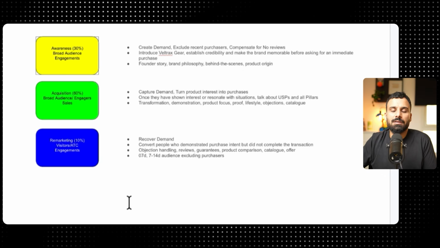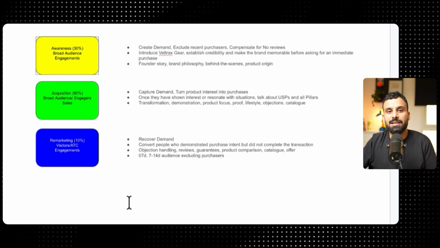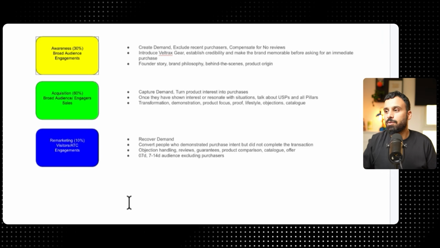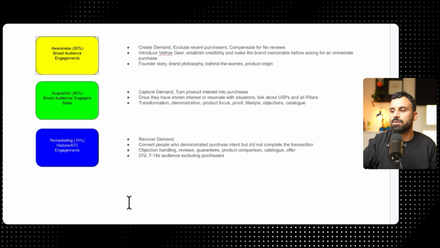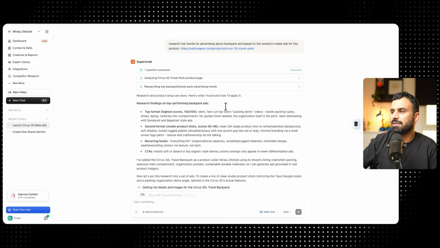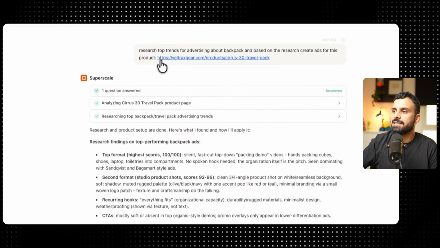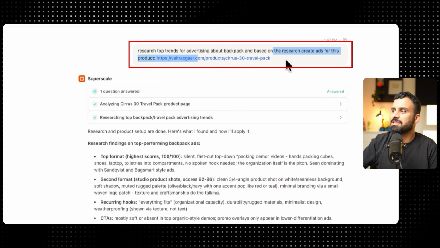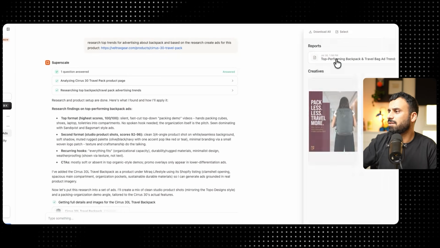Depending on how much scope you have, you create these, maybe 2 in each pillar, 3 in each pillar, 1 in each pillar, or 1 video and 1 static in each pillar, depending on what resources you have. But you can use some AI tools nowadays as well. For example, Superscale is one of the tools. I said, research the top trends in advertising backpacks. Based on the research, create ads for this product. That's all I did. And see, it already gave me ideas.